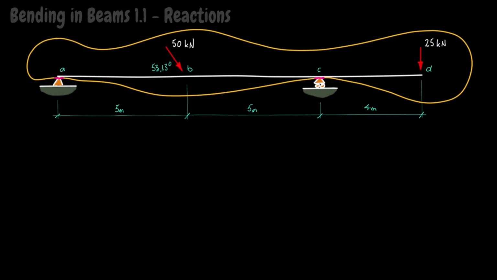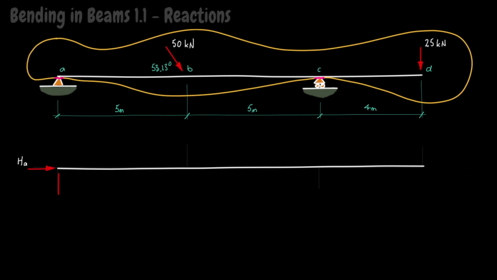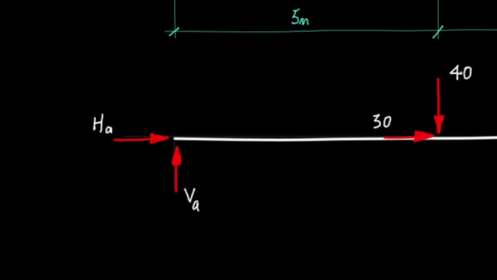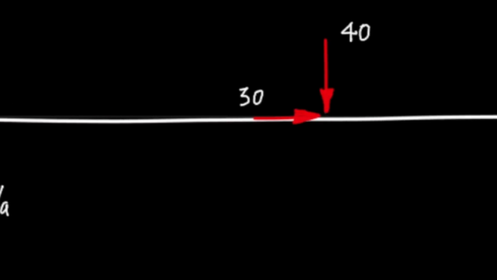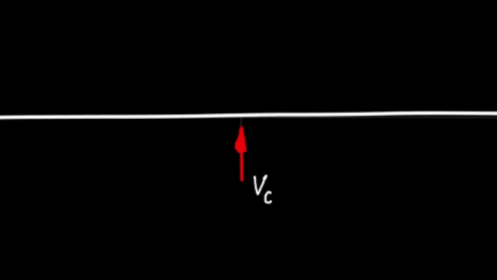Having drawn the bubble, the next step is to draw the free body diagram showing everything inside the bubble. That's the beam itself, the applied loads, and we must also include any internal forces that have been exposed by the cuts. You can think of the reactive forces at A and C as being hidden until exposed by the cuts made to create the free body.